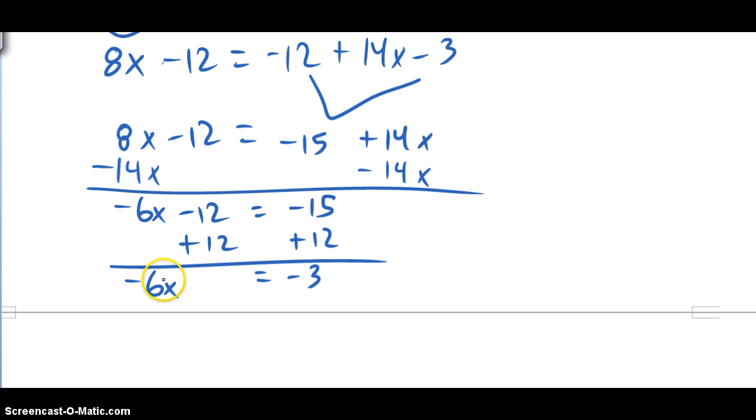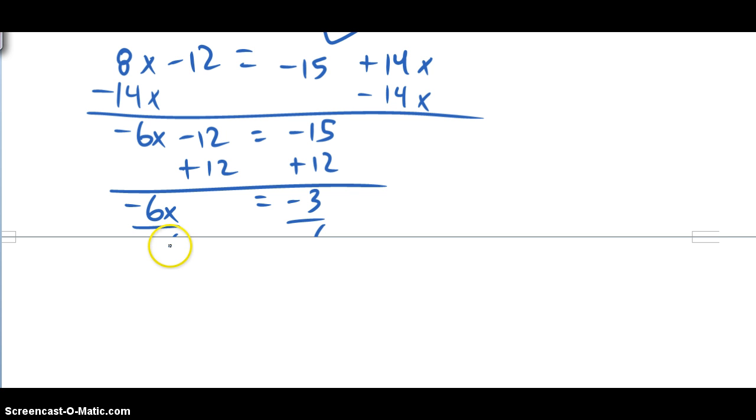And then finally, I want to get rid of times negative 6. What's the opposite of times negative 6? Divide by negative 6. So negative 6 over negative 6 is 1. 1 times x is x.